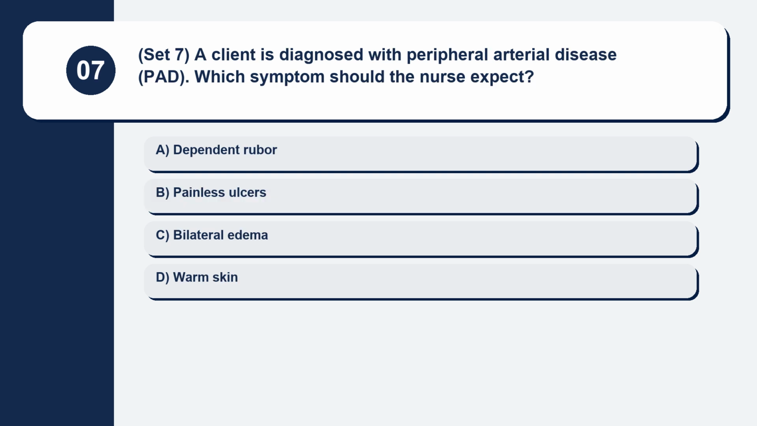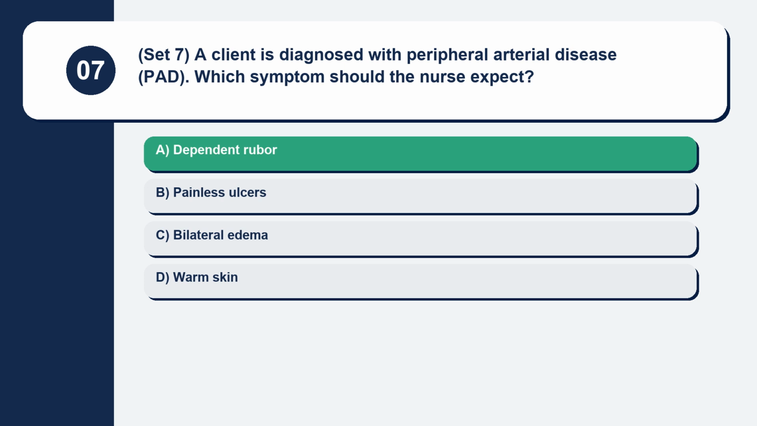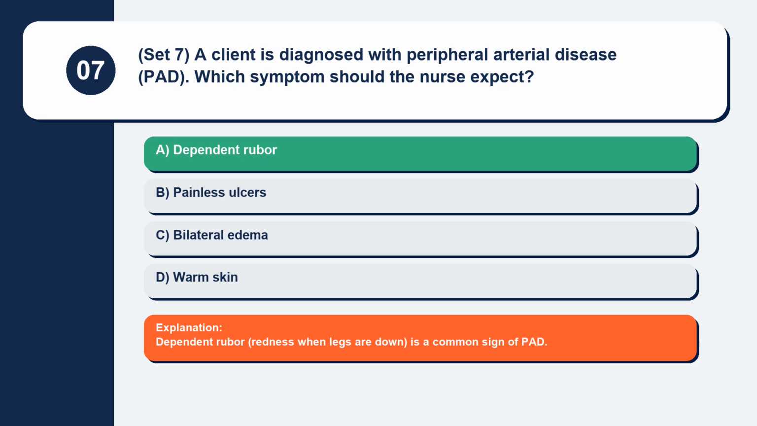Question 7. Set 7. A client is diagnosed with peripheral arterial disease, PAD. Which symptoms should the nurse expect? Dependent rubor, painless ulcers, bilateral edema, warm skin. Dependent rubor, redness when legs are down, is a common sign of PAD.